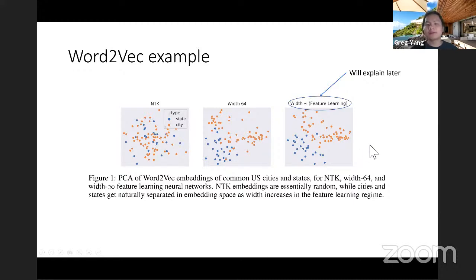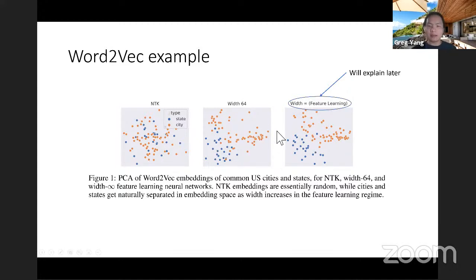And the thing you should take away from these plots is that whereas in the NTK case, the two types of words, US cities and US states, are essentially all mixed together in the 2D space. In the finite width case with 64, you can see some natural separation between the two types of words, indicating that the geometry of the word embedding really encoded some semantic information of the words. And furthermore, in the infinite width case, you have an even cleaner natural separation between the two types of words, compared to the finite width case.